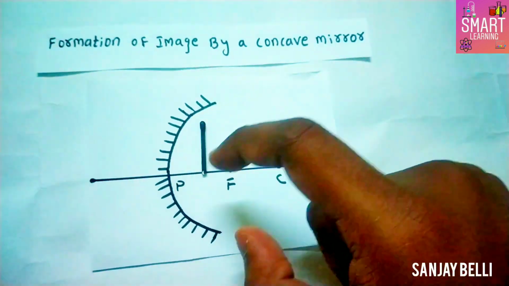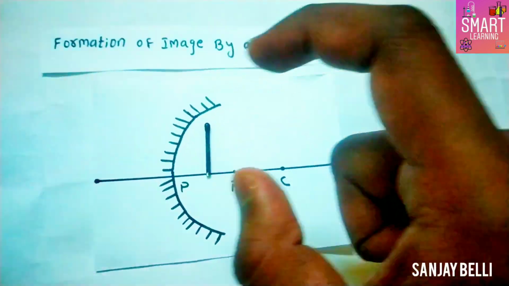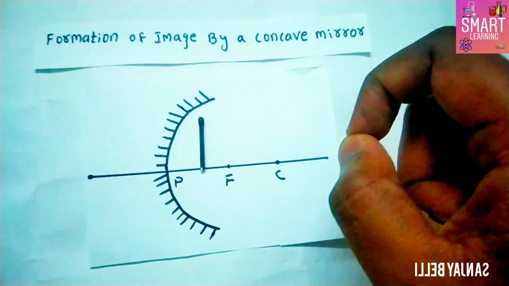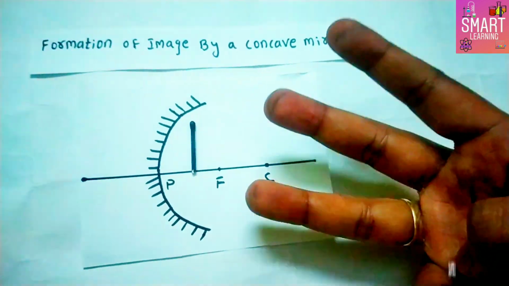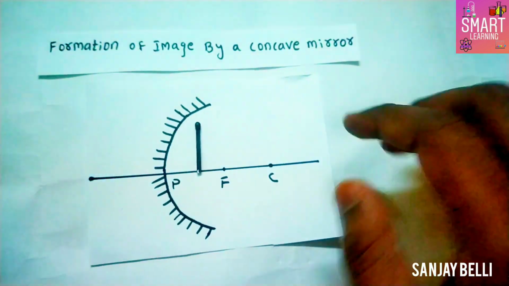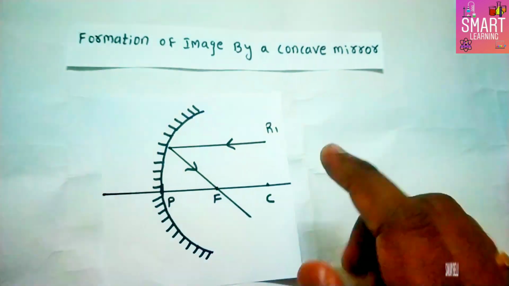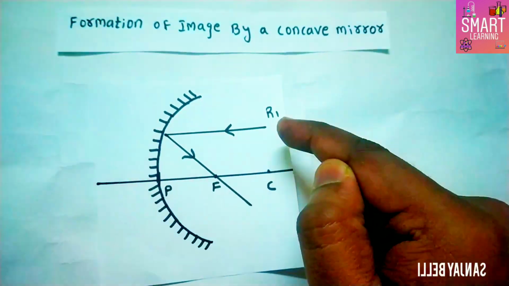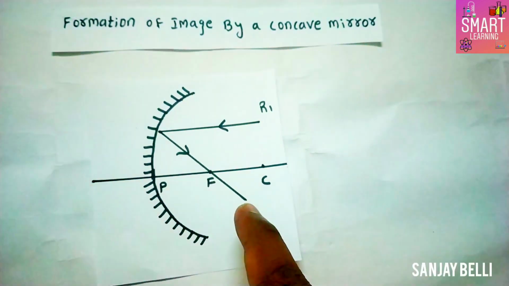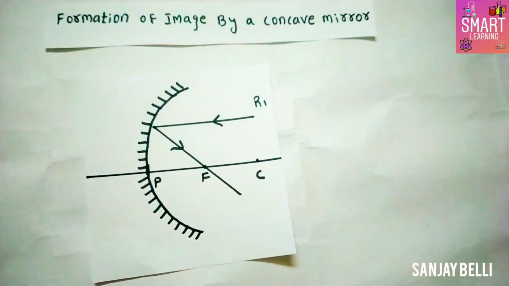To form an image in the concave mirror, the light has to come from the object. For that we are taking three rules. Among the three rules you can use any two rules to form an image. What are those three rules? So here you have your first rule. This is when a light ray parallel to the principal axis passes through the focal point. This is your rule 1.